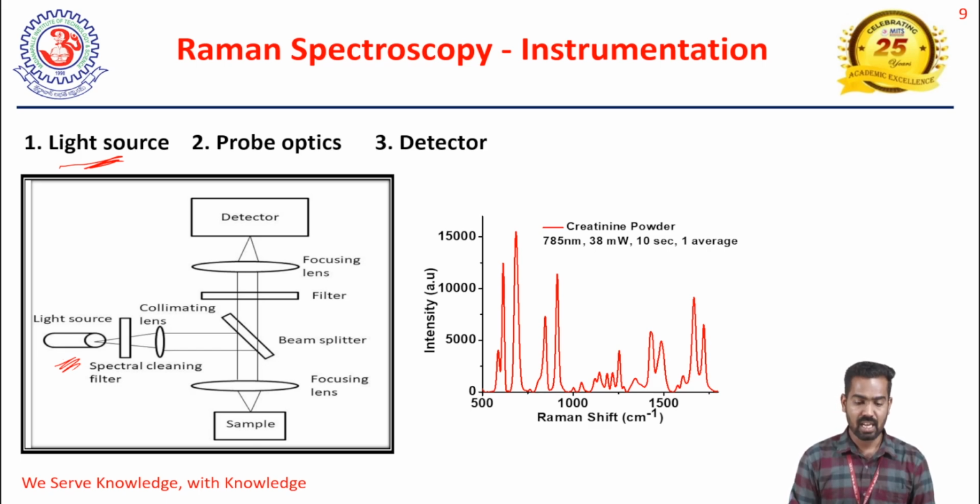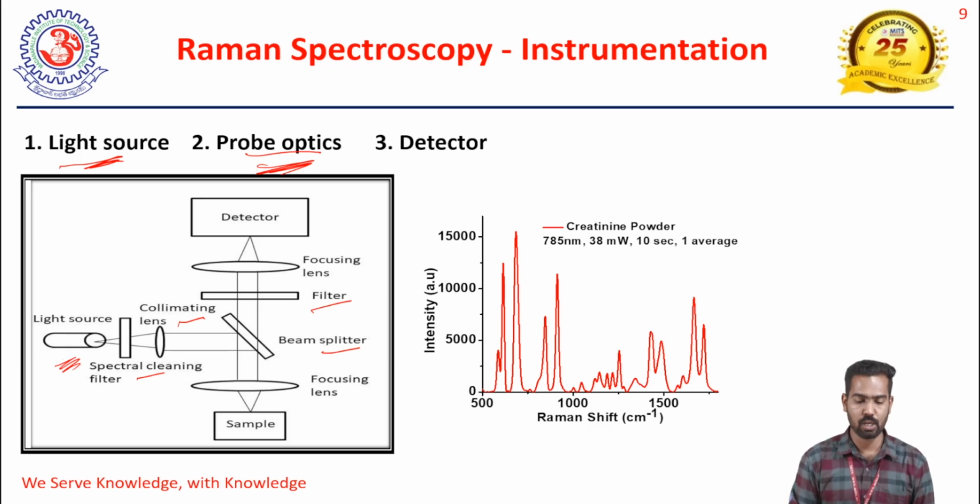The second part is called probe optics. Probe optics is very, very important. Here so many optical components are aligned: lens, beam splitter, filters. You have to understand what this part is. All together, it is called probe optics. You can see filters, lens, and beam splitter. So many optical components you can see in this case.